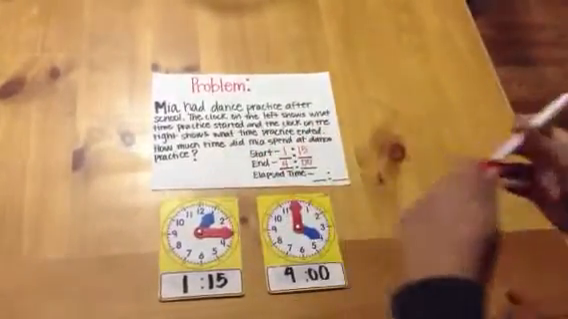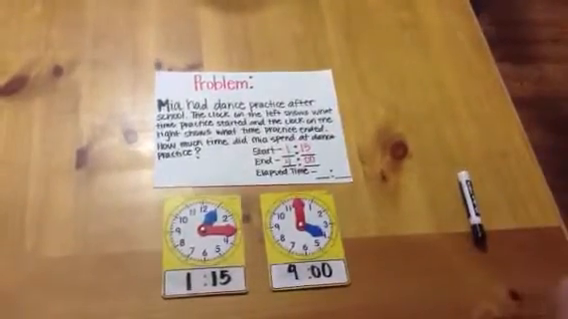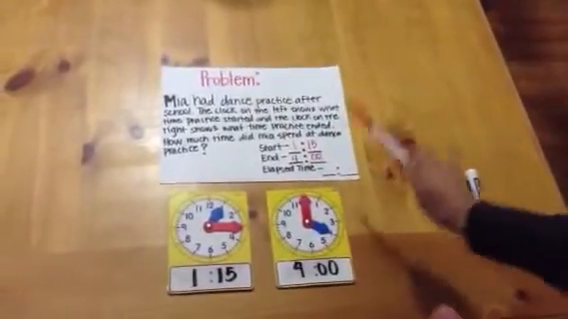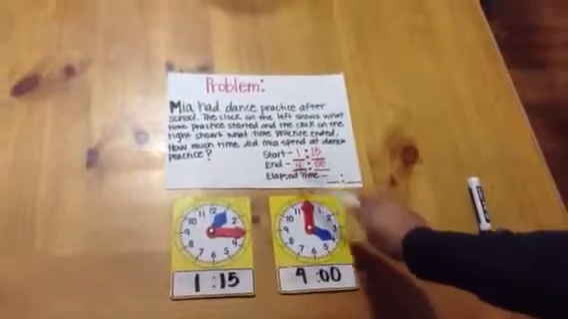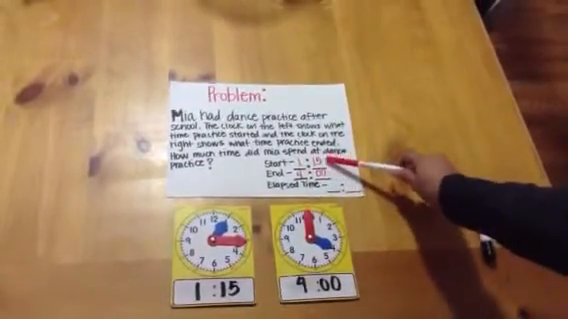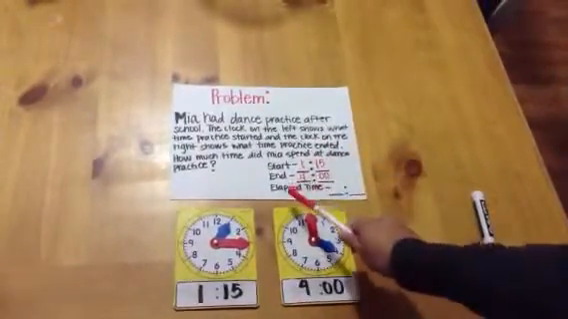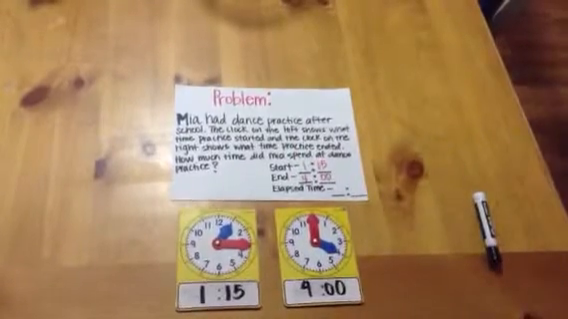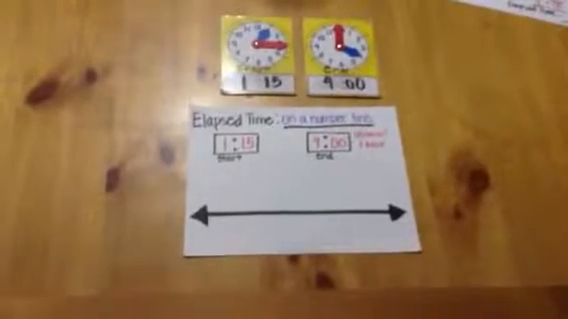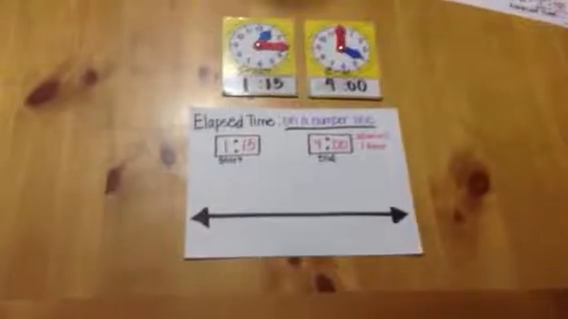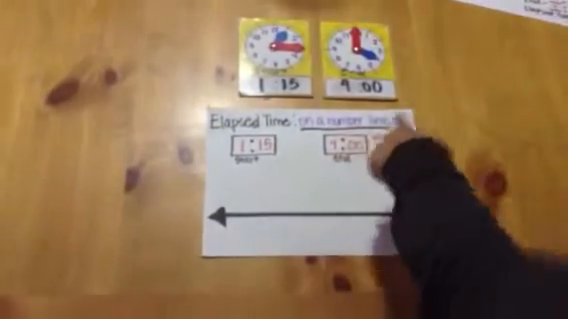Now, the question is asking, how much time did Mia spend at dance practice? In other words, how much time did she spend from the start to the end? In other words, our elapsed time. So now that we have read our problem, we're going to be working with elapsed time using a number line.